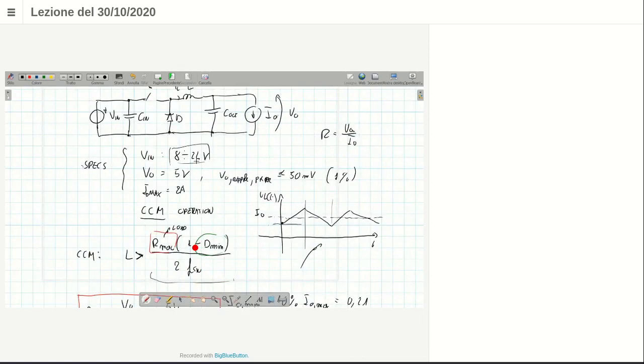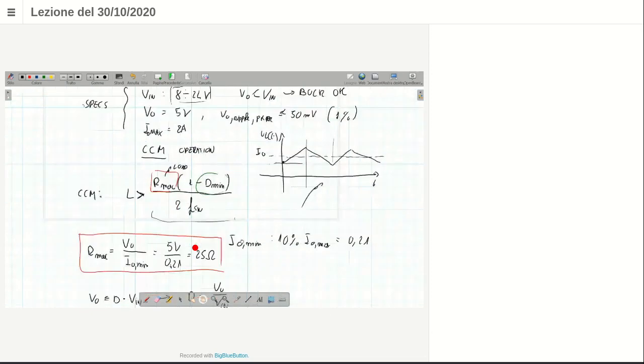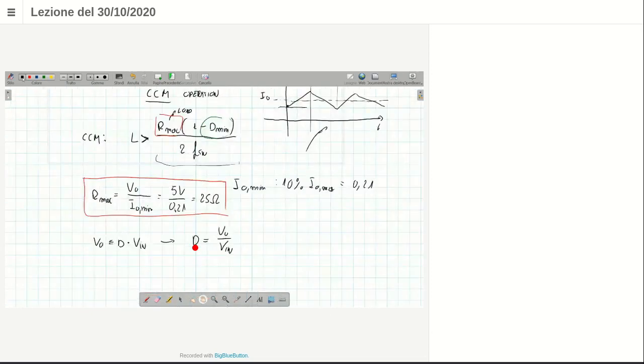First of all, let me make a remark. We can observe from the specifications that these specifications can be met using a buck converter, since we have always VO less than V in. Of course, if this condition is not verified, we could not use a buck converter, because we know the buck converter can only reduce the input voltage. It cannot increase it.